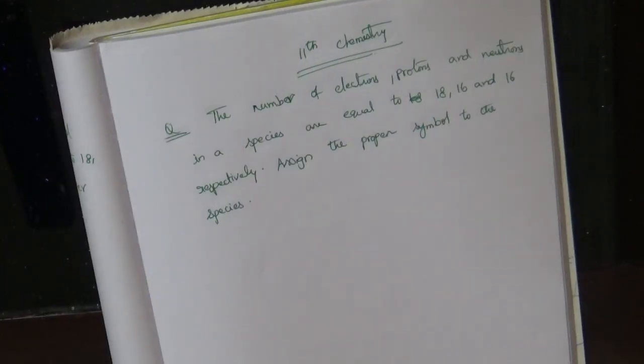Hi, today we will look at a chemistry problem related to class 11th. The number of electrons, protons and neutrons in a species are equal to 18, 16 and 16 respectively. Assign the proper symbol to the species.